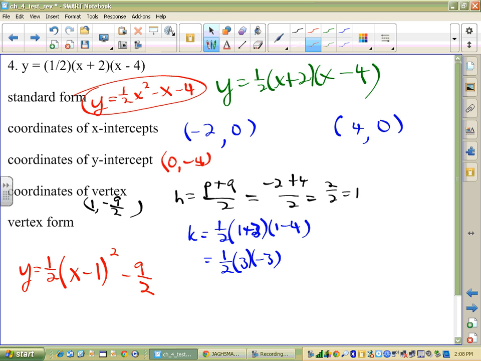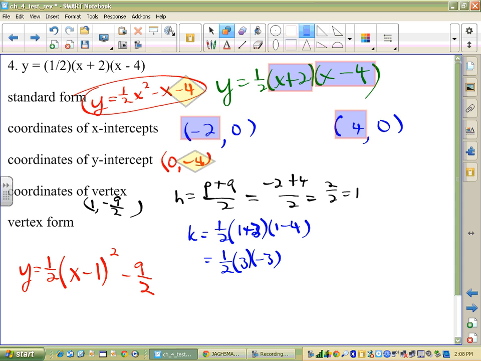So the coordinates of the y-intercept, once I get standard form, it's just a constant for the y-intercept. The x-intercepts are counterintuitive from this because the function is given to us in factored form, otherwise known as intercept form. So, okay.